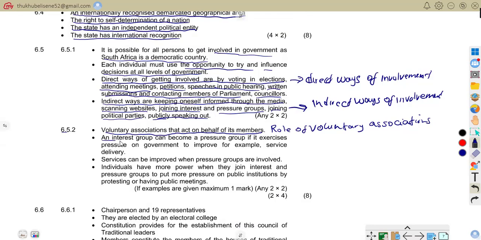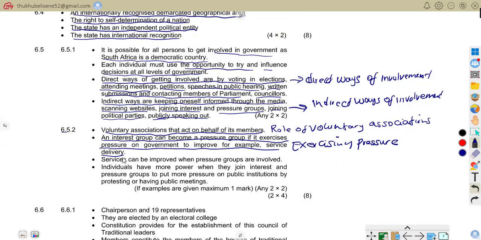Also, an interest group can become a pressure group if it exercises pressure on government to improve, for example, service delivery. So here we are trying to exercise what pressure now? Exercising pressure. Here we're talking about groups pushing government to improve services. Example, a transport association pushing for safer taxi regulations.